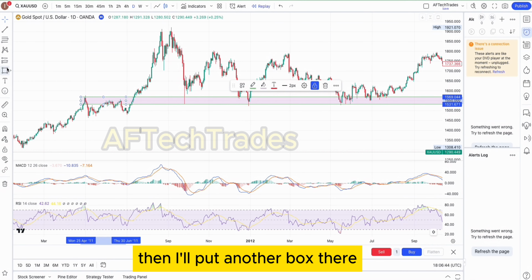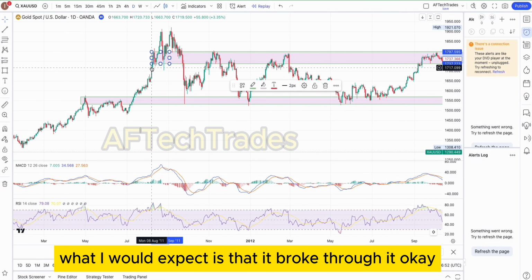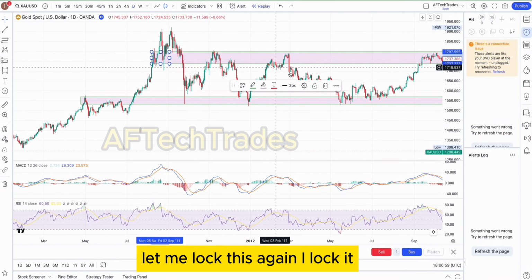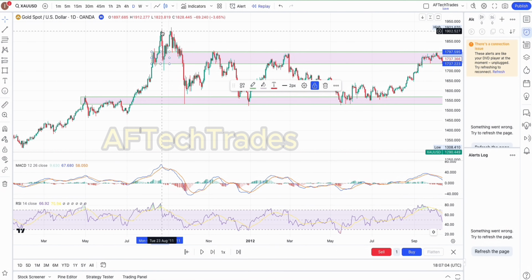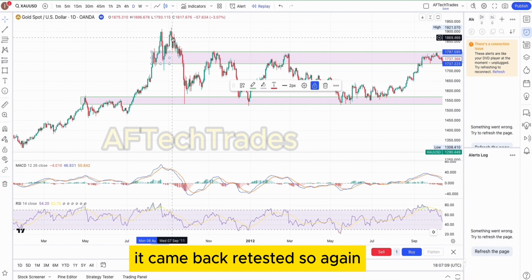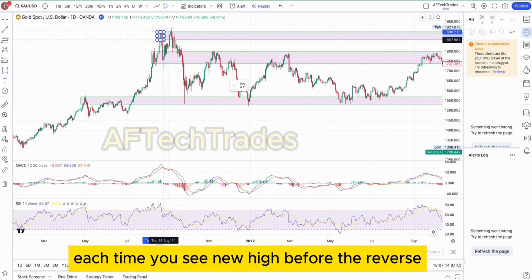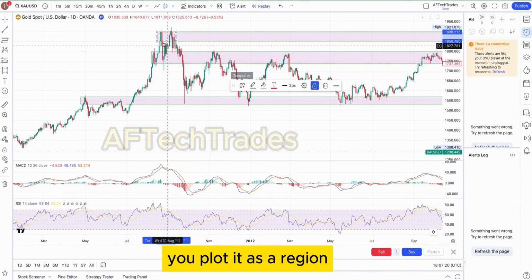Then I'll put another box there. So putting another box in this region, what I would expect is that it broke through it. Okay, I was expecting it to come down from this region, but it broke through it. Let me lock this again. I lock it. It broke through it, went up to this region to form another higher high. It came back, retested. So again, each time you see a new high before the reversal, the last candle before the reversal, you plot it as a region.